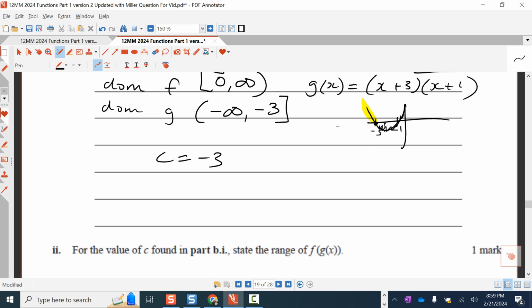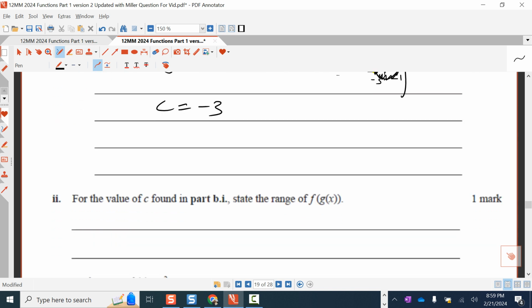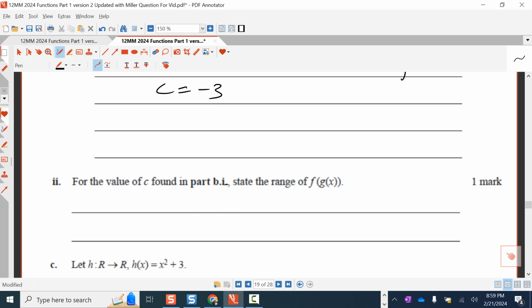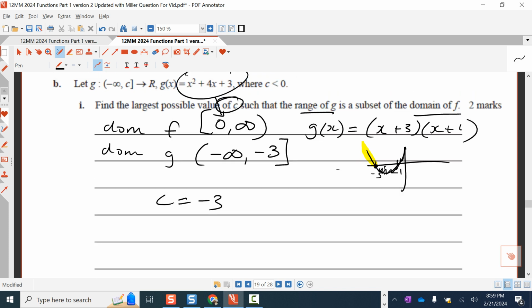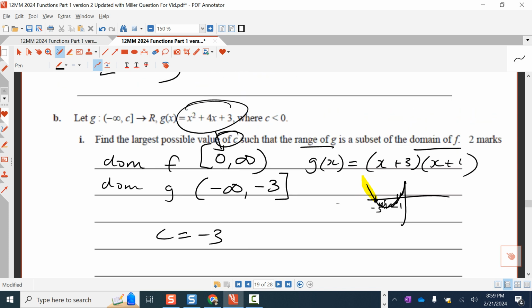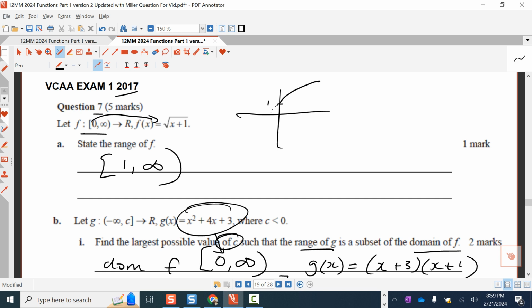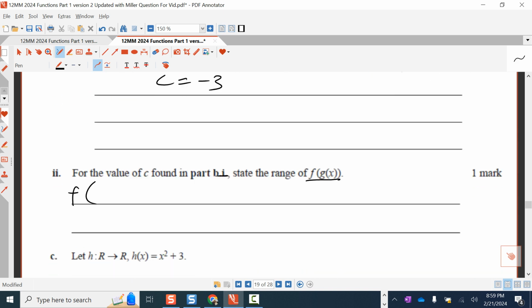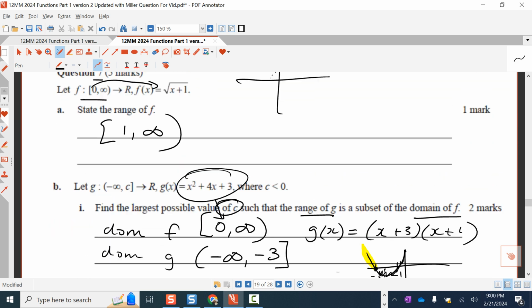Okay, here's where it gets a little bit hairy. For the value of c found in part B1, state the range of f of g of x. So let's just do f of g of x. That means put that g of x in for x there. So that's going to be x squared plus 4x plus 3. So that's going to be the square root of x squared plus 4x plus 3, plus the 1 in the original function, I think it was. Yes, 1.